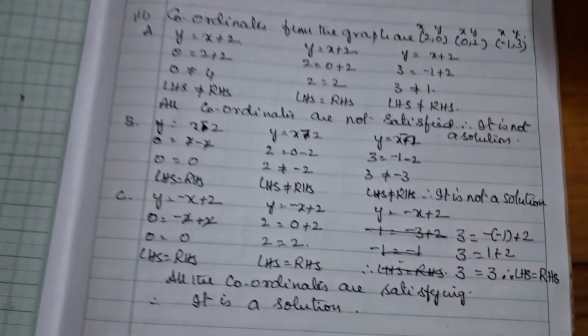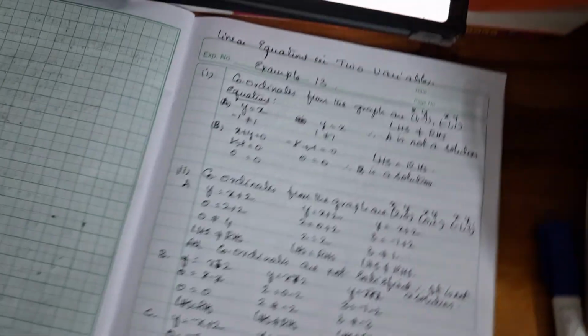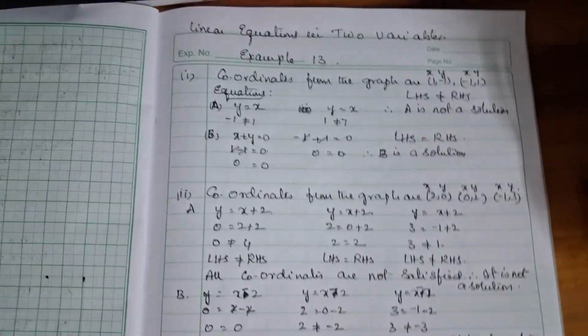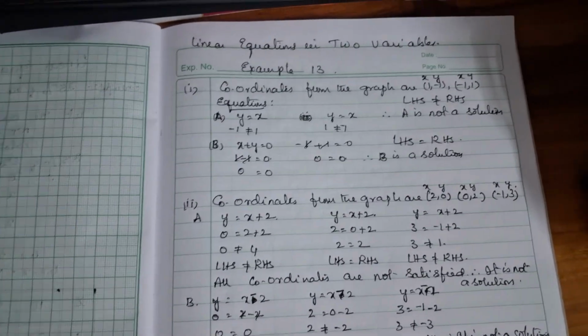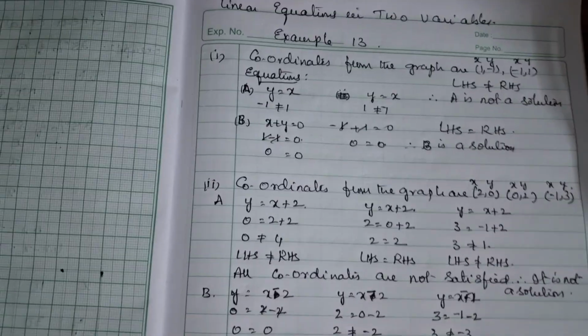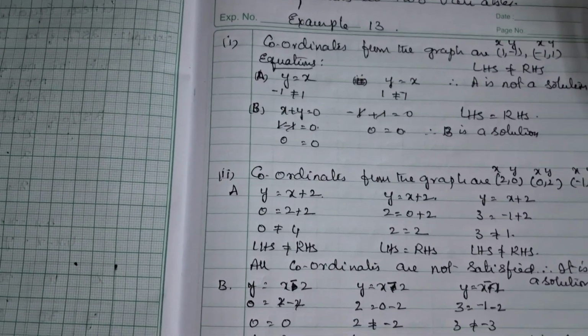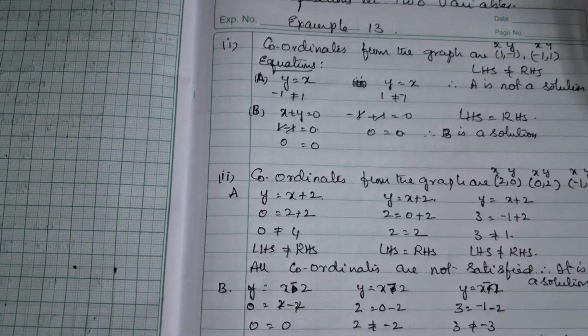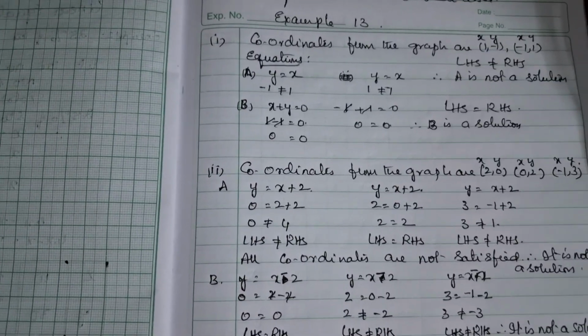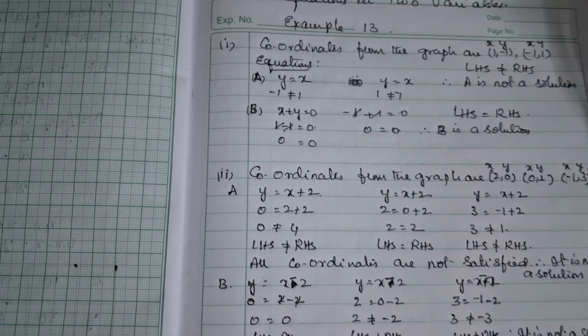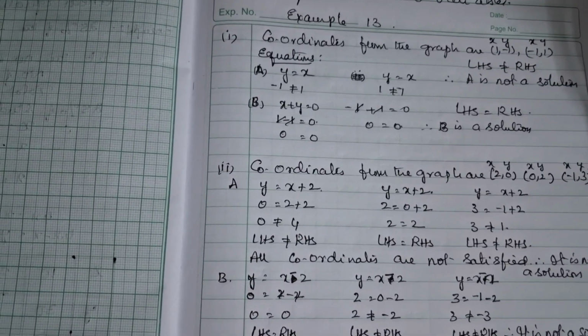So, these are the problems. This is the 13th example, children. I have done all the examples now. In the next class, I will be doing the next part of your lesson. I hope I am clear, children. Whatever I can do, I am doing my level best. Please cooperate with me. Thank you.